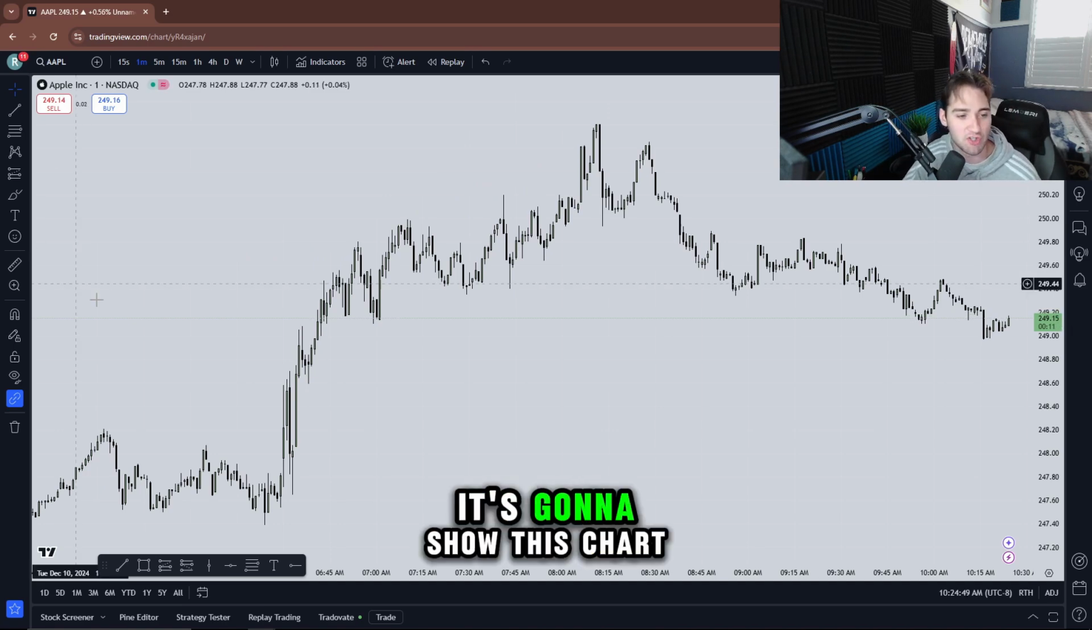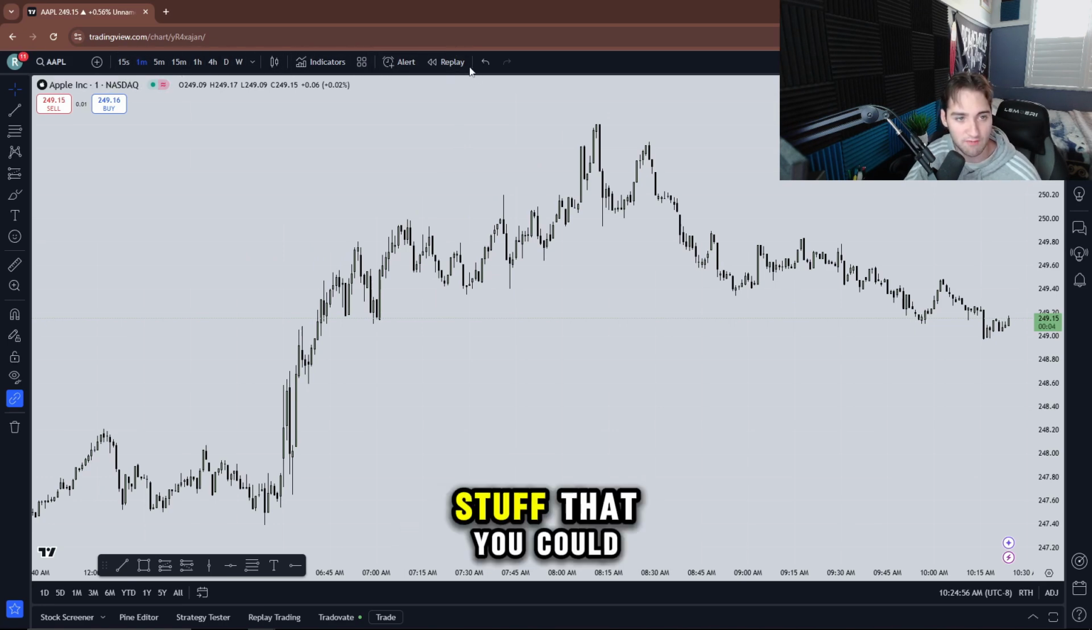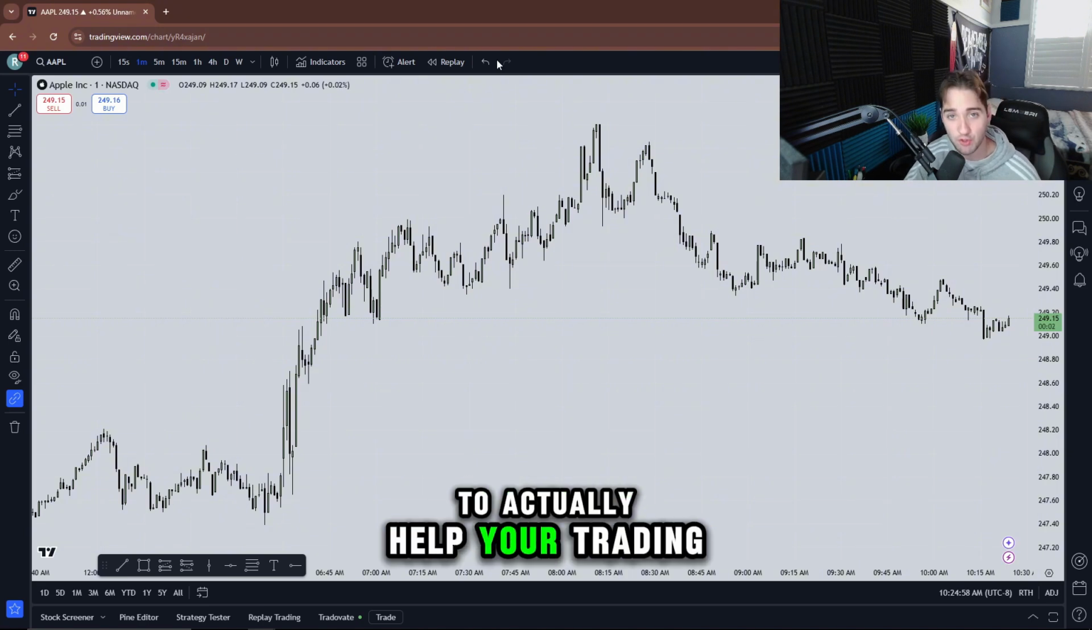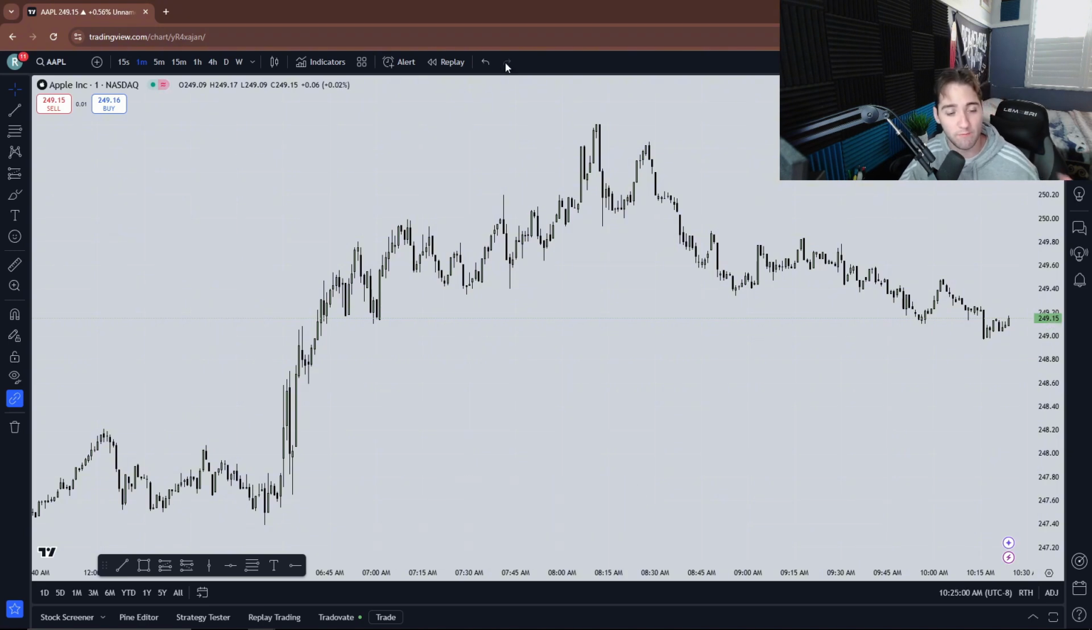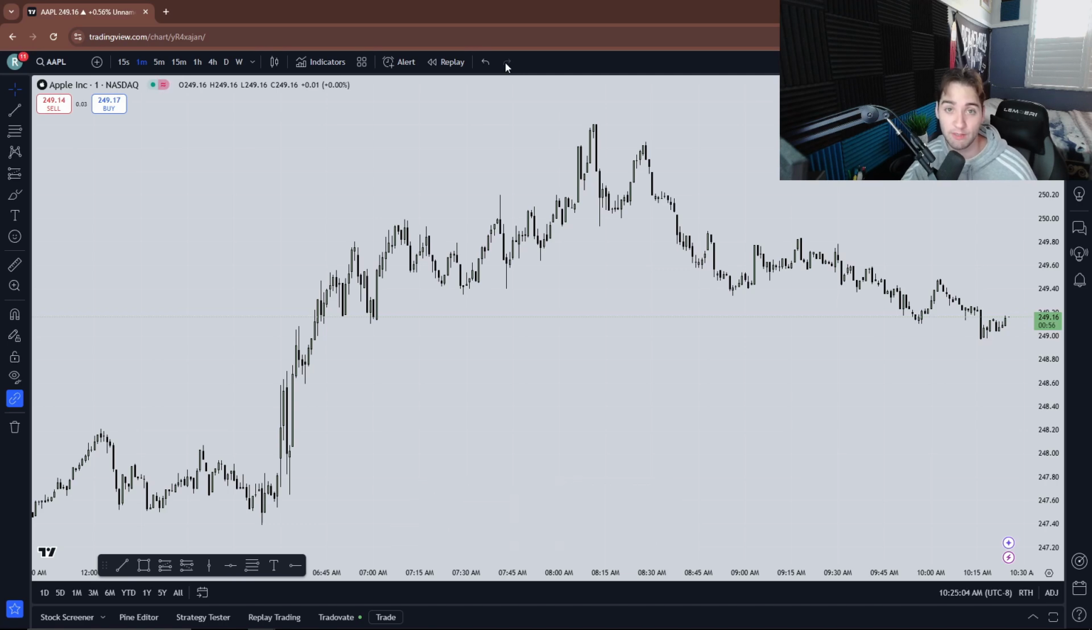As you can see, it's going to show this chart, show the stock you're on. It's going to show the time frames here, indicators, stuff that you could use here to actually help your trading and really tell you forward to knowing what the markets are going to do so you can place trades and make money, right? Basically, this is the whole point of this software. It's really user friendly, and I've been using this ever since day one.